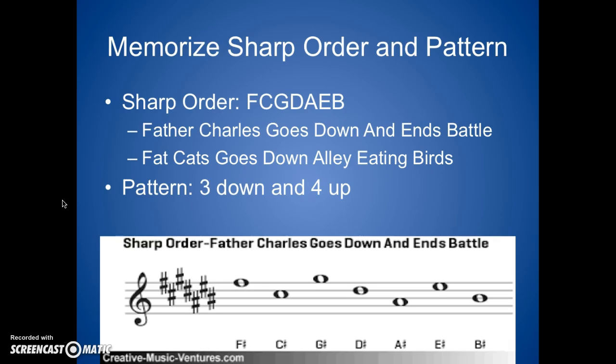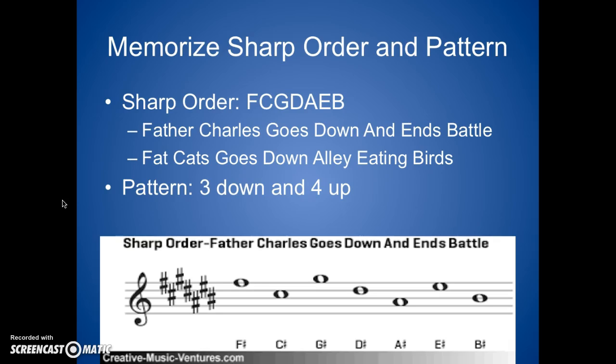And like I said before, it is important that we also learn the pattern, how to write sharps on the musical staff. As we can see in the example below, there is a downward and upward motion when writing the order of sharps. If we begin from F sharp, we go down 3, which is C sharp, and then we go up 4, which is G sharp, then we go down 3 again to D sharp.